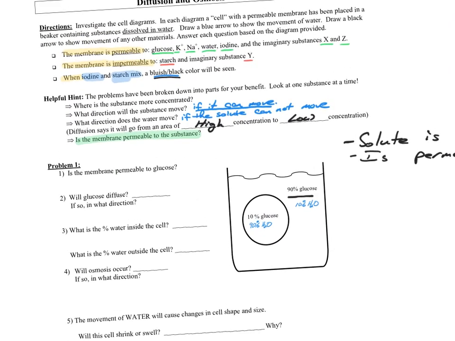Please try to remember that these are all permeable. This membrane, and you have to think of it as a phospholipid bilayer, is permeable to these, which means it allows them through, and impermeable to the others.